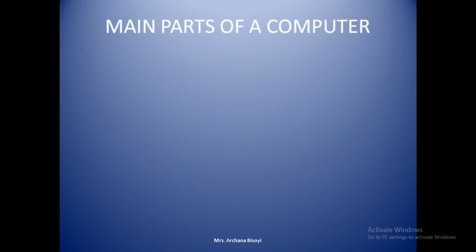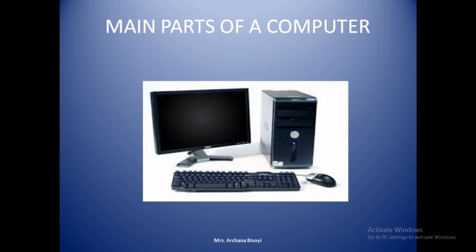So, what are the main parts of a computer? First is, this is a computer. This is monitor. Next is keyboard. Next is CPU box. Next is mouse. These are the four main parts of a computer. In this video, I am going to discuss these parts of a computer.